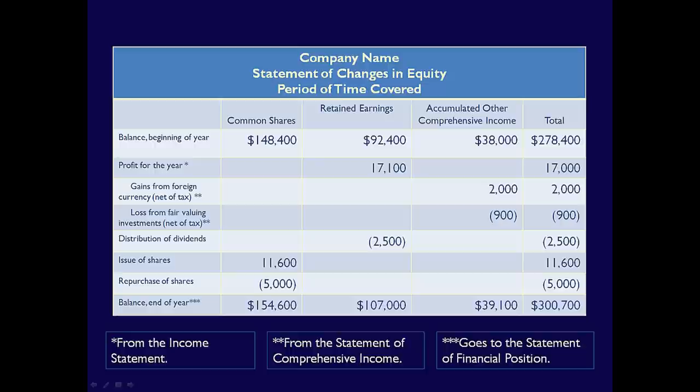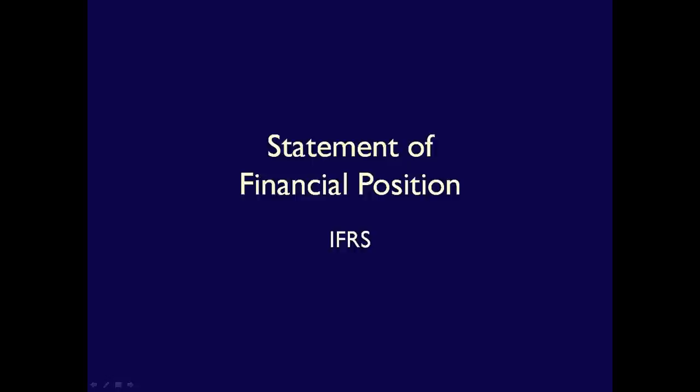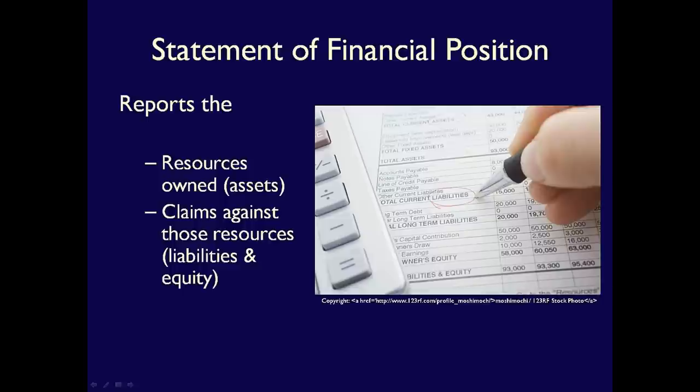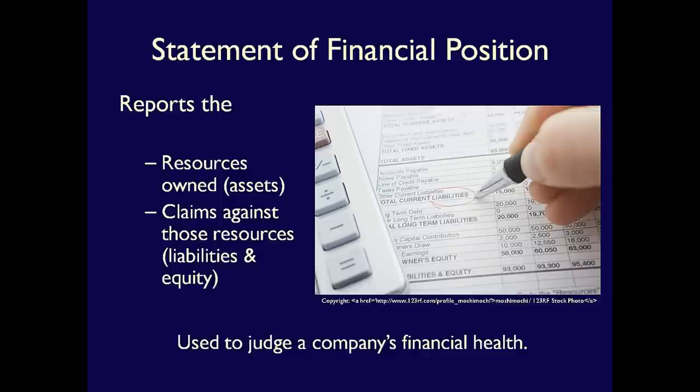Remember I said that the profit or loss from the income statement is used in multiple other statements? You saw that it was used as the opening number in the Statement of Comprehensive Income. Here it's used in the retained earnings column. The ending balances from the Statement of Changes in Equity are then transferred to the Statement of Financial Position, the subject of this video. The Statement of Financial Position summarizes the assets owned, the liabilities owed, and the equity invested by the shareholders. This statement shows the financial health of a company at a specific point in time.